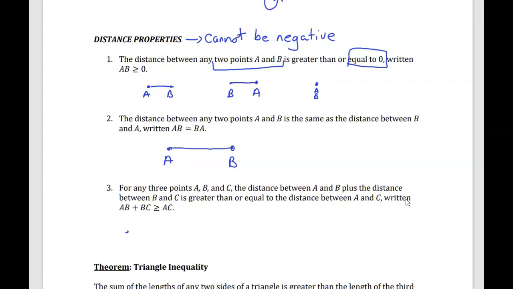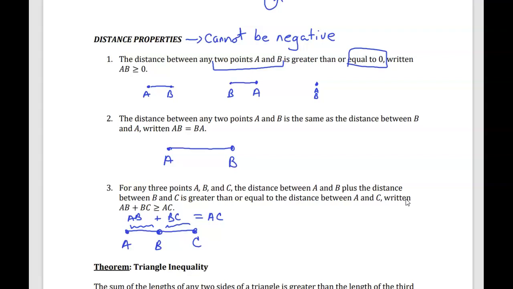Now, if they're in a line, let's say that we've got it here. Here's A, B, and C. The distance between A and B would be this right here. The distance between B and C would be this here. So AB plus BC would equal the distance from A to C. So if they're in a straight line, they're going to be equal. The distances added together will be equal to each other.